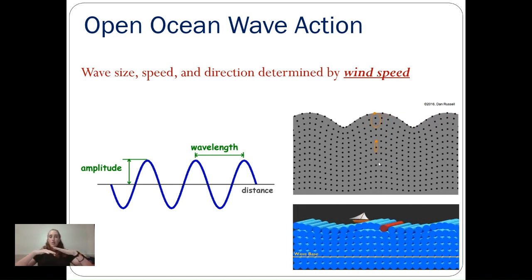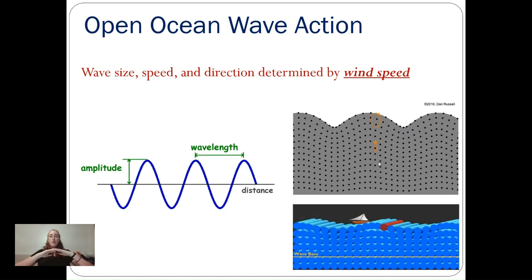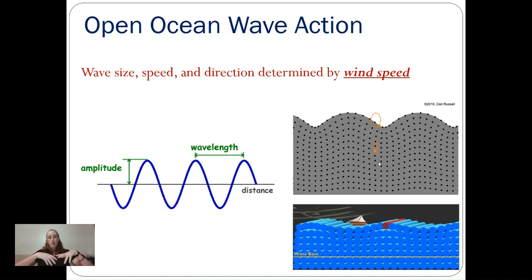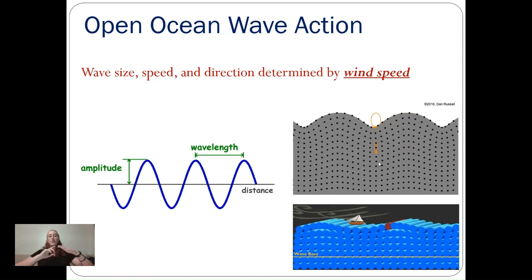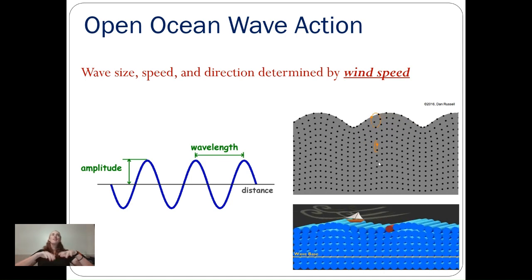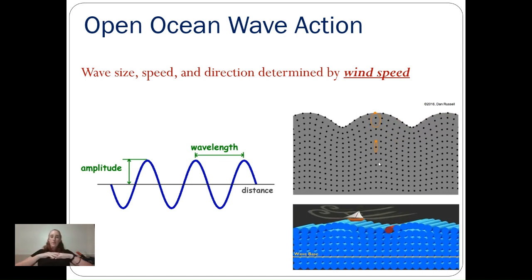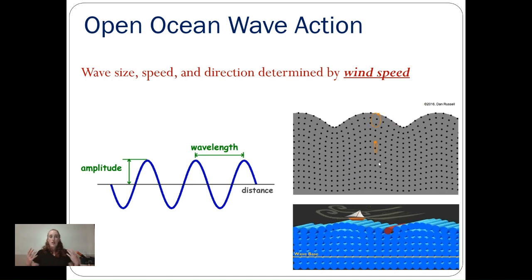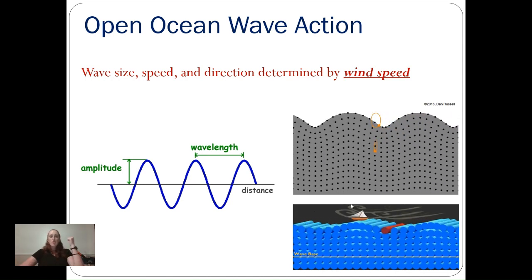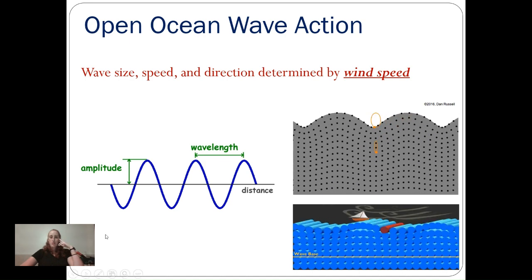If you're in the open ocean, it can be calm. It doesn't always have waves occurring, but when there are waves, they are determined by the wind speed and the wind direction. So the size of the waves and the direction they're going depends on the way the wind is blowing and its speed. Faster wind speed means higher, taller waves in the open ocean. You don't also get breaking waves in the open ocean.